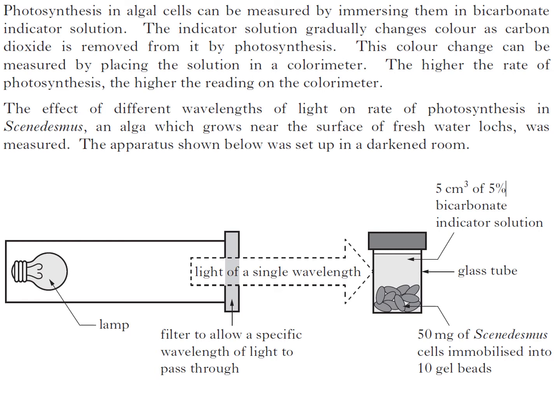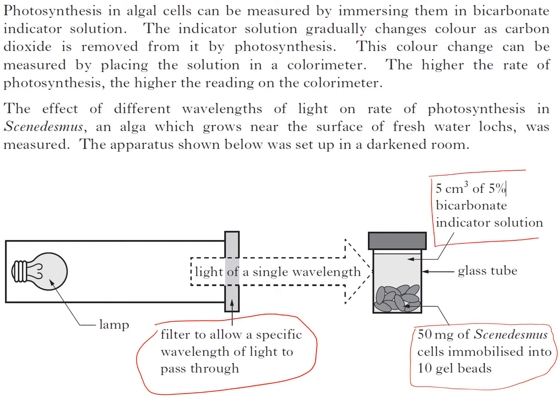The apparatus shown below was set up in a darkened room. Okay, so we've got our lamp. A light of a single wavelength because we've got a filter to allow only one specific wavelength to pass through, hitting a glass tube which has 50 mg of the algal cells immobilized in 10 gel beads, and then you're told that you have 5 cm³ of 5% bicarbonate solution in there. Okay, there's your setup.